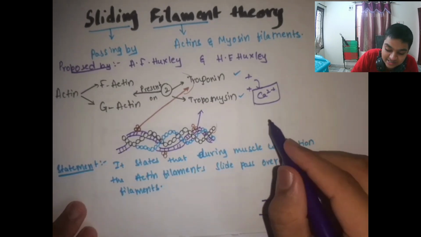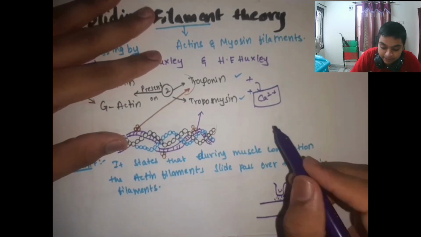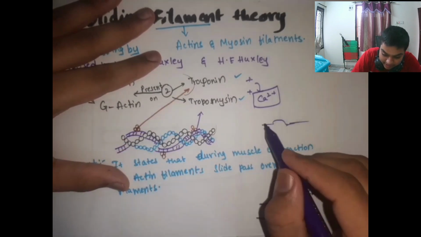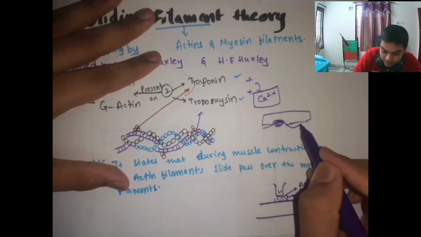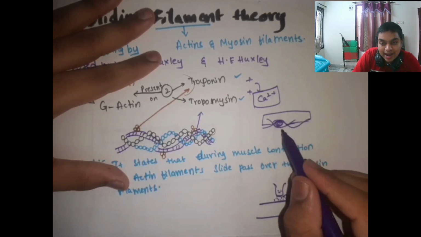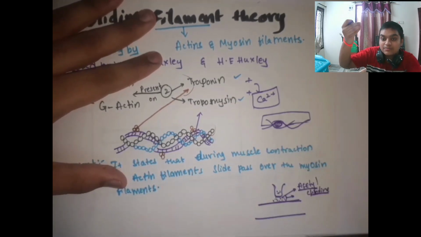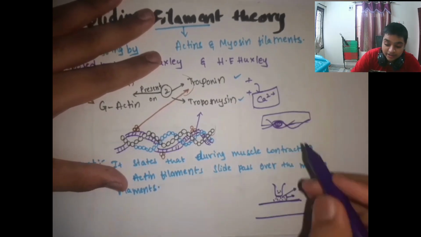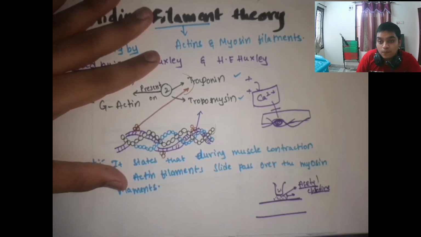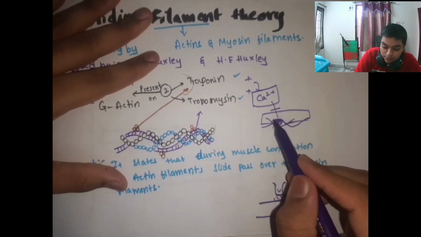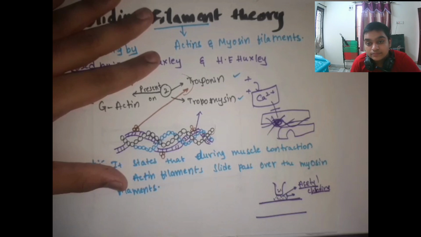Actually what happens is that troponin and tropomyosin mask the active binding sites of actin. See, if this is the actin, here troponin is present and tropomyosin is passed over it like this. They mask the active binding sites. In order to remove this mask, as the myosin head has to bind with the actin, the calcium ions join with troponin and tropomyosin and remove the masking. Now there is no masking. Now the actin filament is free to join with the myosin filament.